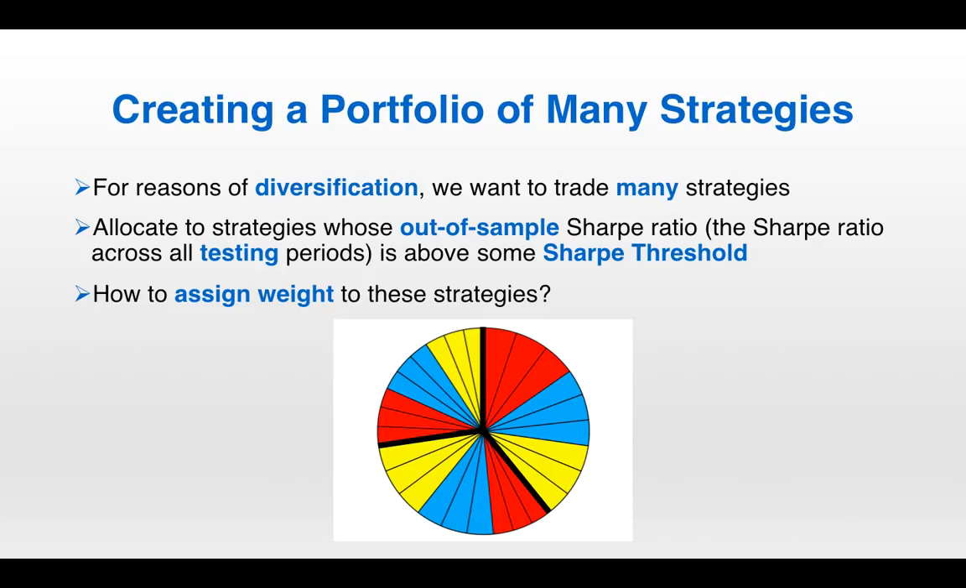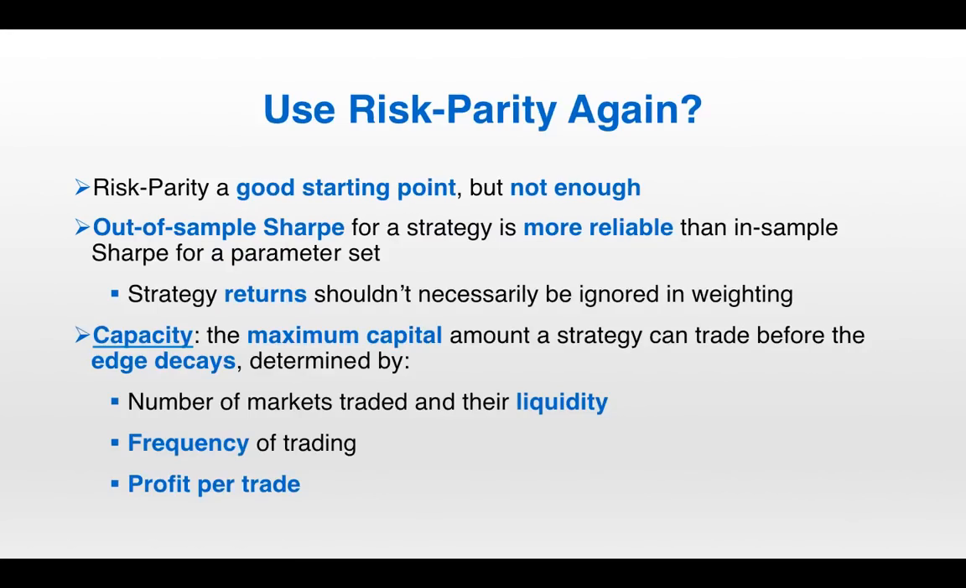So the idea is we want to trade a portfolio of many different strategies across many different markets, across many different parameter sets. So last time when we were allocating weight to parameter sets for a strategy, we used risk parity. Do we want to use risk parity again when we're allocating weight to strategies within an entire portfolio? And the answer is yes, it is a good starting point, but it's not enough.